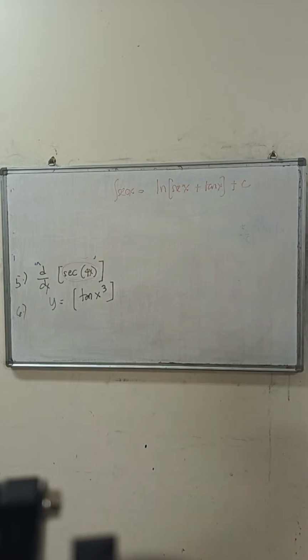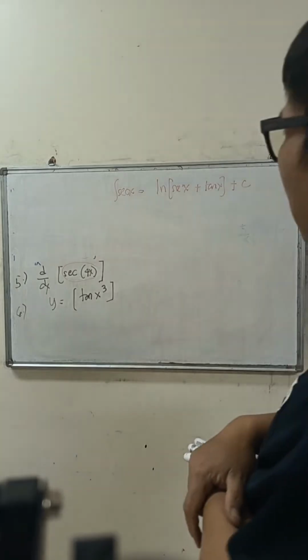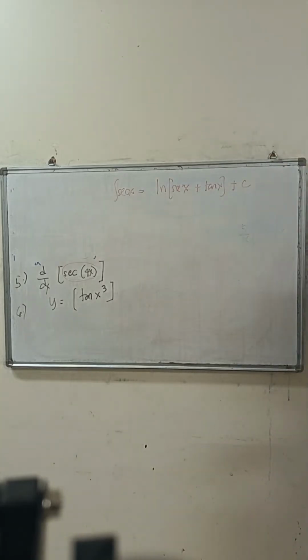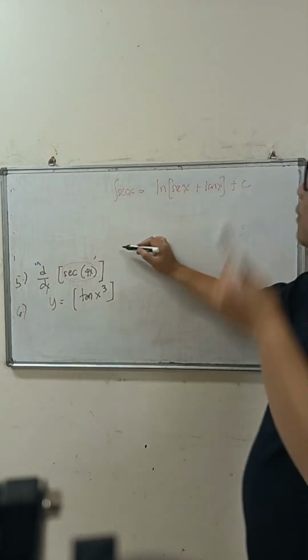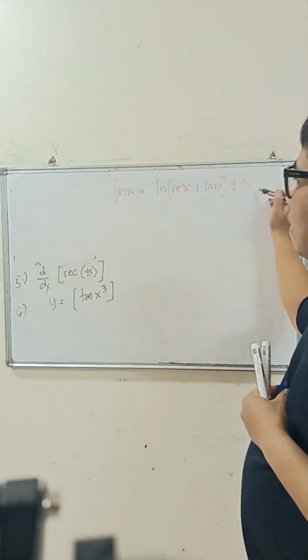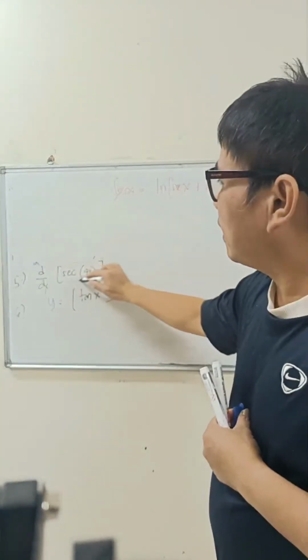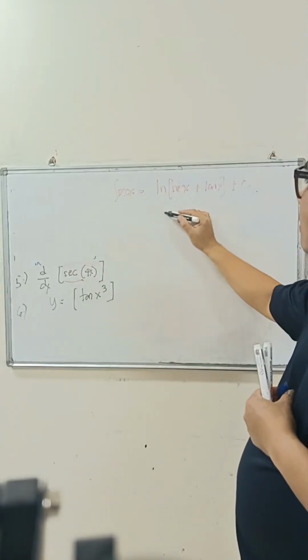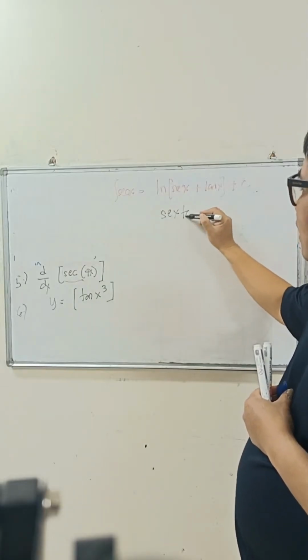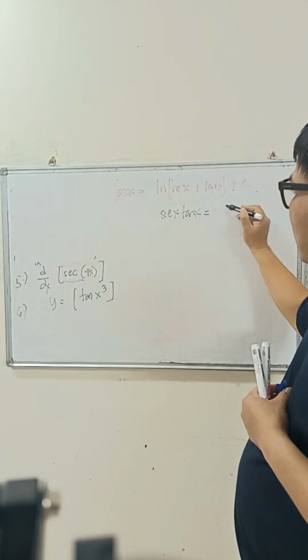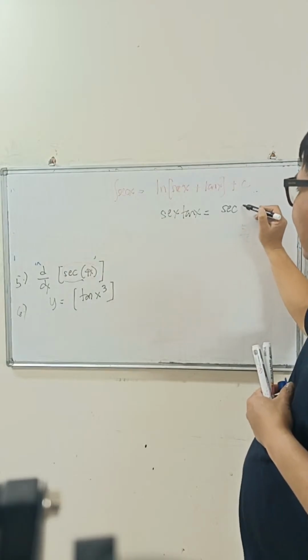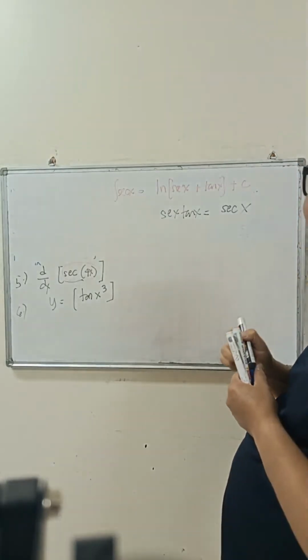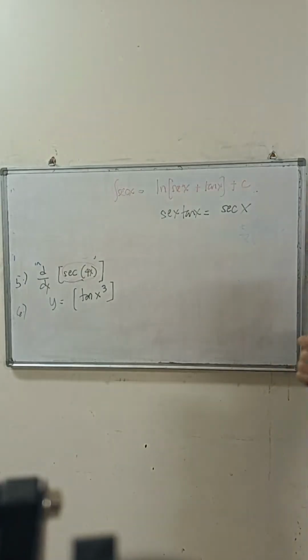Are you sure? You get the point, no? That's why there's an ln involved. So we have here the differential of this, because this is secant x. This secant x tangent x is equal to secant x. Sorry. You get the point?